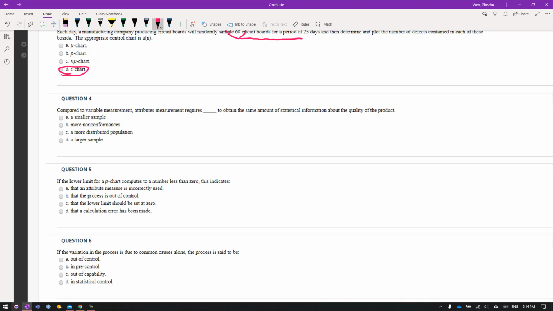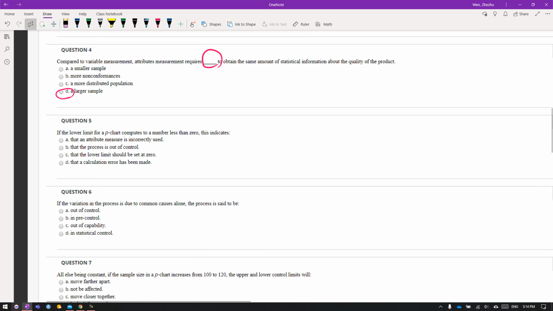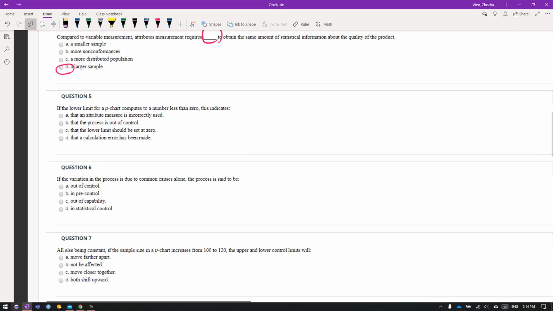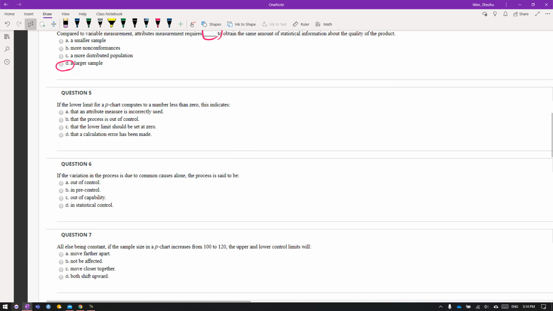So number 4, compared to variable measurement, attribute measurement requires a larger sample size to obtain the same amount of statistical information about the quality. Usually you need a larger sample size to be able to obtain more meaningful observations. Number 5, if the lower limit for p bar computes to a number less than 0, this indicates that the lower limit should be set at 0.